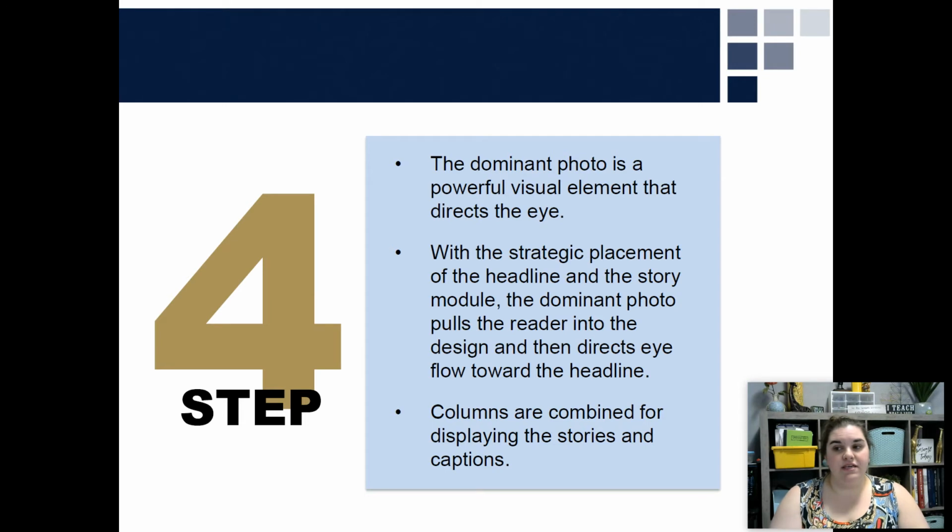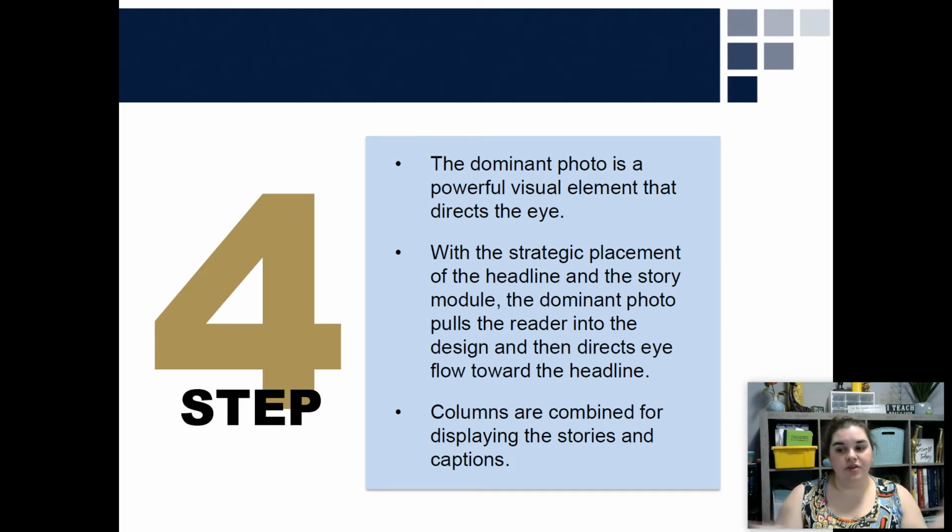The next thing is to have a strategic plan of where the headline and the feature, story, or module is going to go. It needs to be near the dominant element. They should be next to each other, whether on top of each other, below each other, or side by side, so that it directs the reader across. They should look at the dominant element, then the headline, subheadline, story, or whatever alternative coverage you're doing, and then around to the other modules.